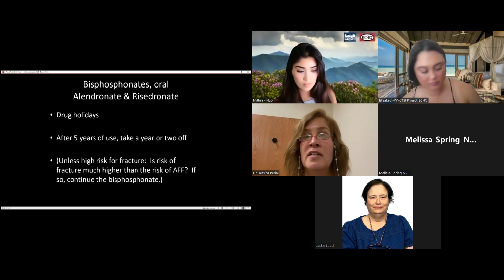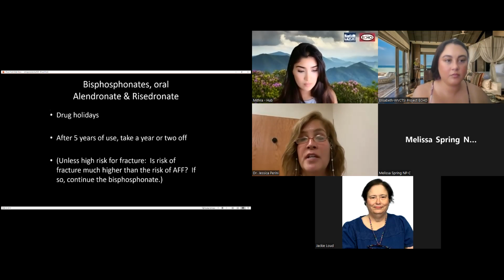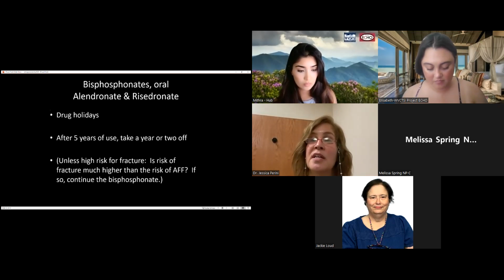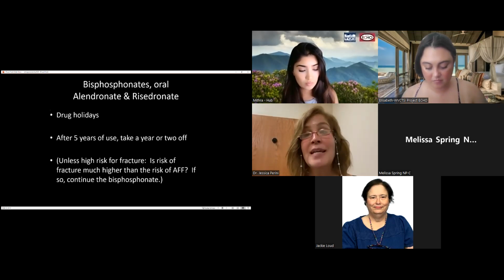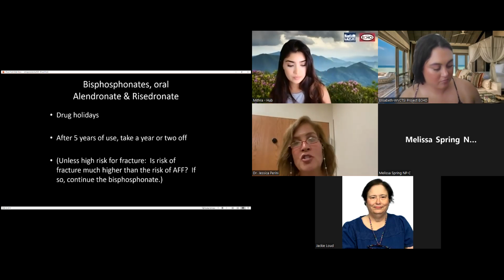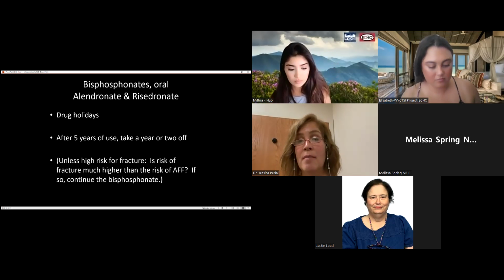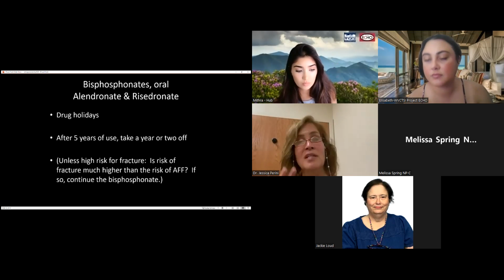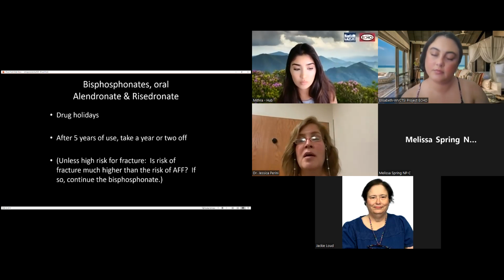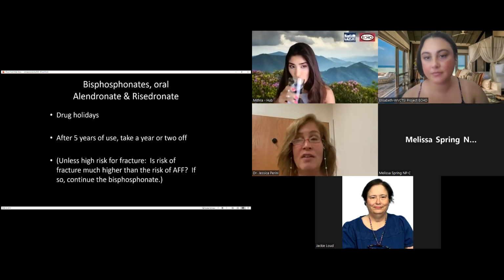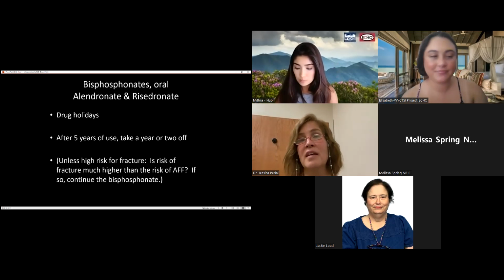So for these oral bisphosphonates, after they've been on them for 5 years, you stop it for a year or two, and then you can restart it. Okay, the only time you do not do one of these holidays is if this person is at very high risk for fracture and continues to be so despite the 5 years of Alendronate use. So if the risk of a fracture is significantly higher than the risk of an atypical femoral fracture, then don't stop it. Keep them on the medication, because this risk of an atypical fracture is so low, and the risk of an osteoporotic fracture is still very high. So you definitely don't want to stop the medication. Next slide.